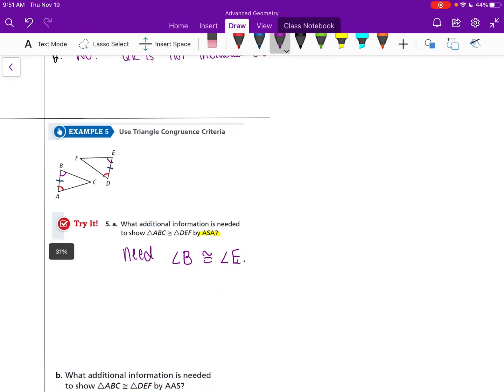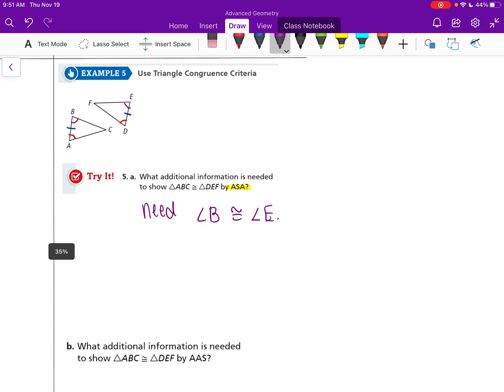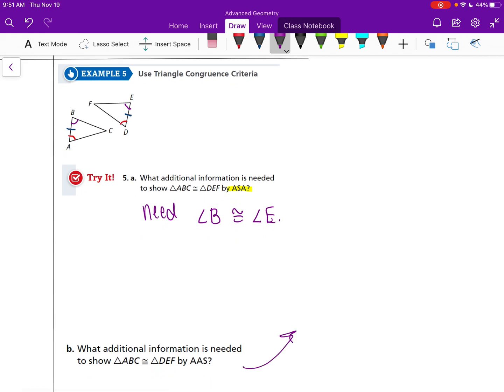Let's look at B. I put B way too far down. Sorry. I'm going to write it out here, that way we can still see the figure. I did not think that through.